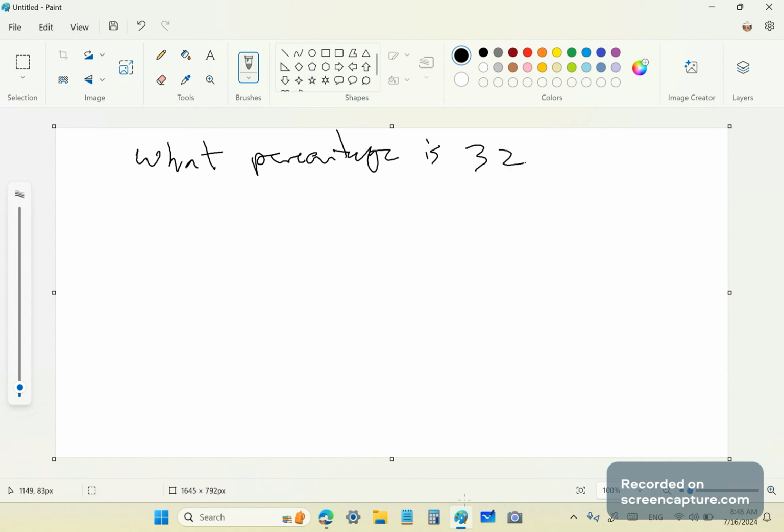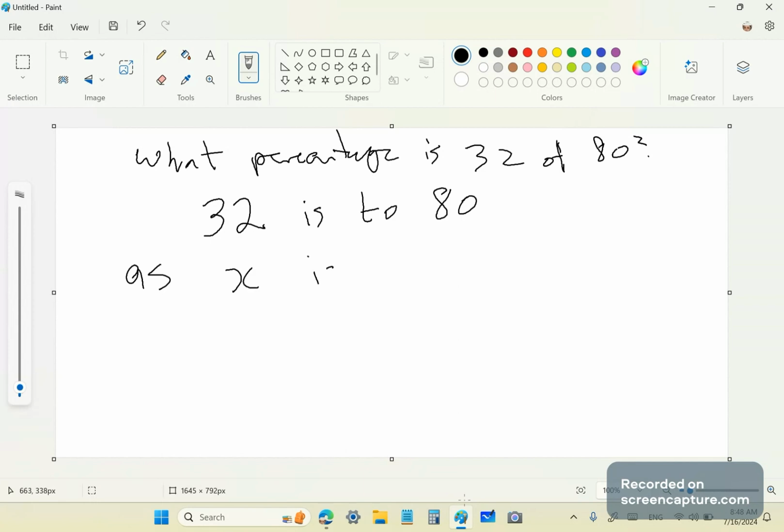What percentage is 32 of 80? That's just another way of saying the same thing. Okay, this is a proportion problem. What it means is that if you don't understand proportion, then you're not going to understand the problem. So what you're looking at here is you're saying 32 is to 80 as x is to 100. Okay? That's what you're saying.